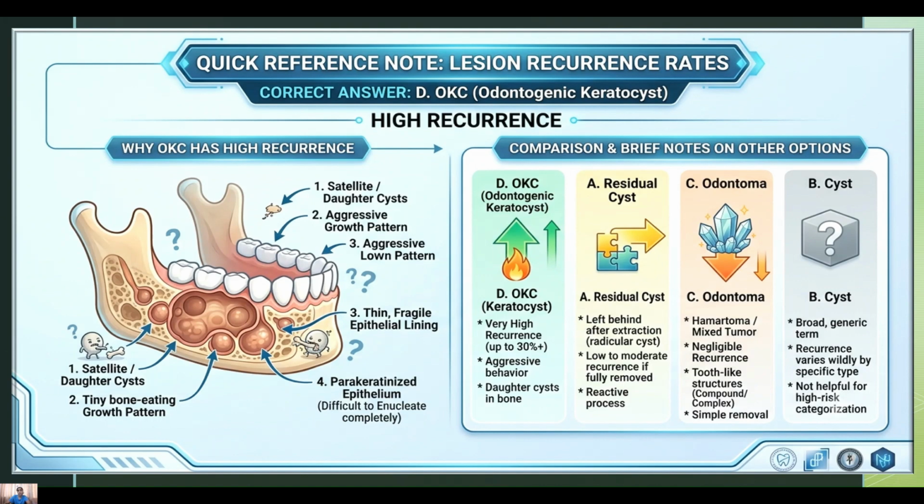And let's quickly check why the other options don't fit. A residual cyst is just a leftover radicular cyst. It has a low recurrence once fully enucleated. Then our option B, cyst, is way too general and not a specific high-risk lesion. And odontoma is a benign, tooth-like growth that almost never recurs after simple removal. So now let's move on to our next question.